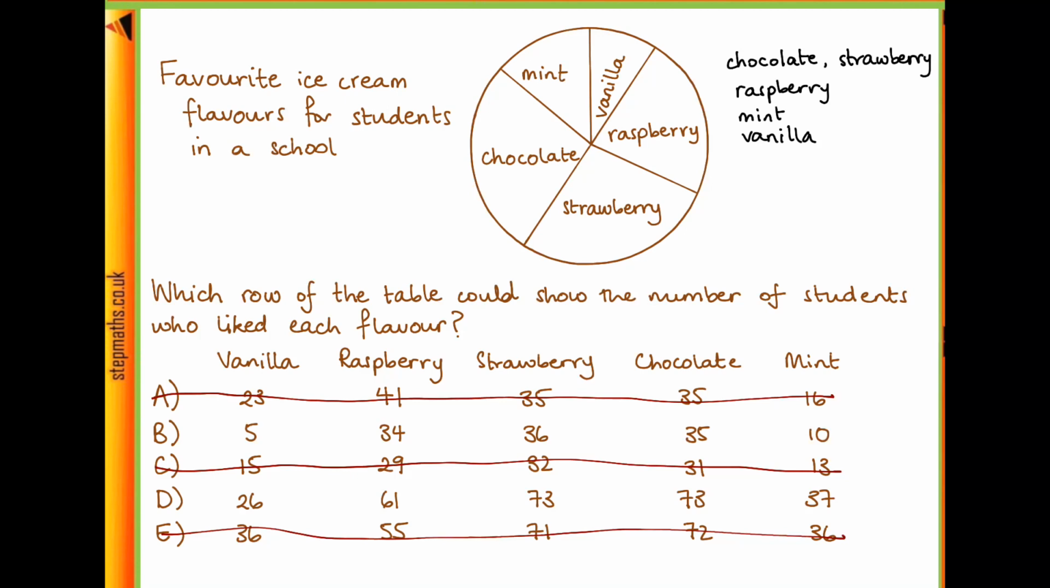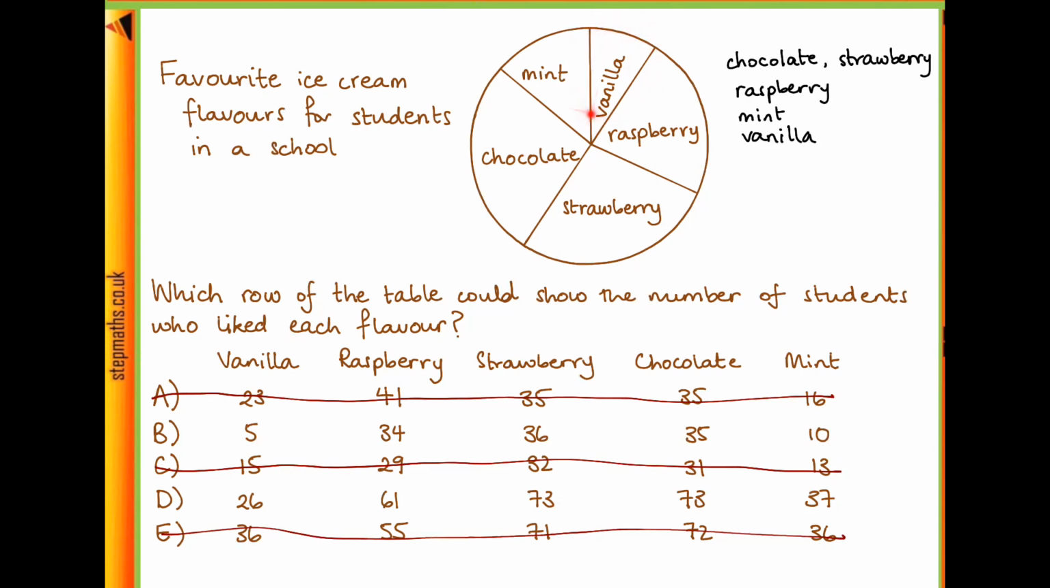So how can we choose between those? Well, the ranking for the flavours seems to be correct for both of these. So we've got chocolate and strawberry first, then raspberry, then mint, then vanilla. So we're going to have to look at what proportion of the pie chart each flavour takes up. If we look at B, for example, how many times bigger should the strawberry section be than the vanilla section? Well, if strawberry is 36 and vanilla is 5, that means strawberry should be more than 7 times larger than vanilla.